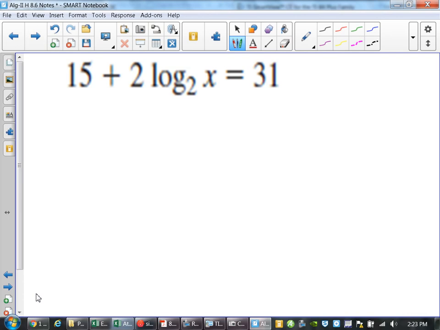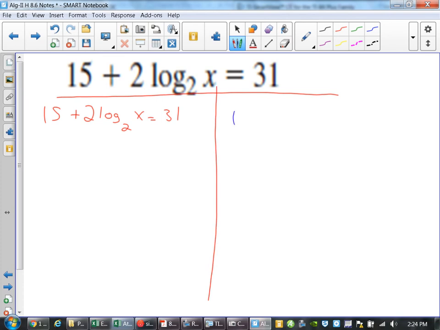Now on this one, you have properties thrown into it. What happens when the 2 is out in front of the log? Square. So let me show you what happens. There's 2 ways to go about this. When you have a number in front of a logarithm, that means it's an exponent of whatever you're taking the log of. Everybody remember that?